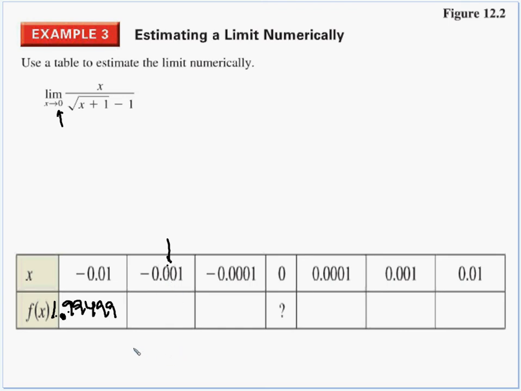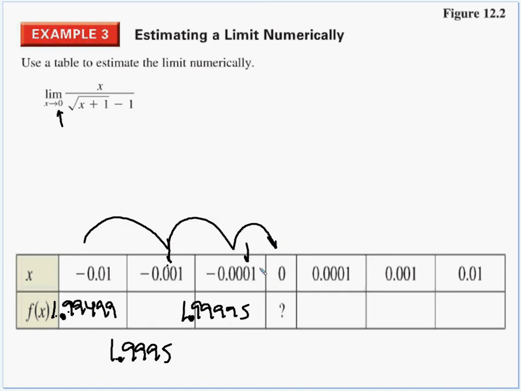If we get closer to 0, we tuck another 0 in there between the decimal and the 1. Our calculator spits out, I'm going to write it down here, 1.9995. If we put in this negative, even smaller number, add another 0 in there, we get 1.99995. Okay, so as we're getting closer and closer to 0 here from the left side, it looks like we're approaching some number from the left side.